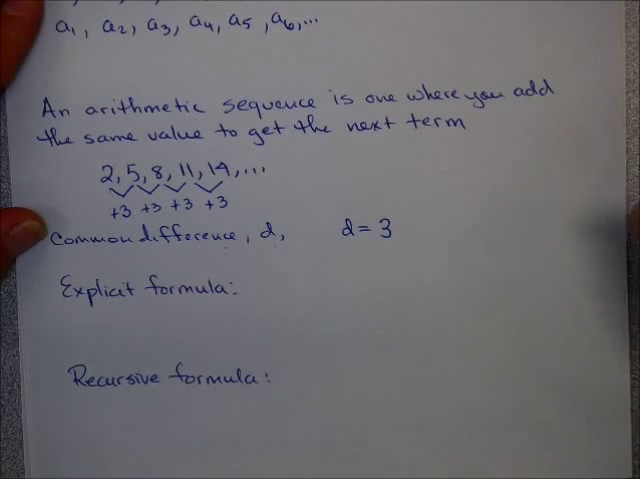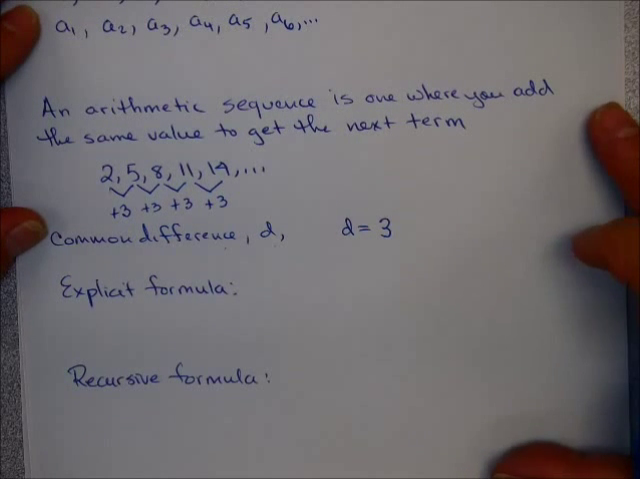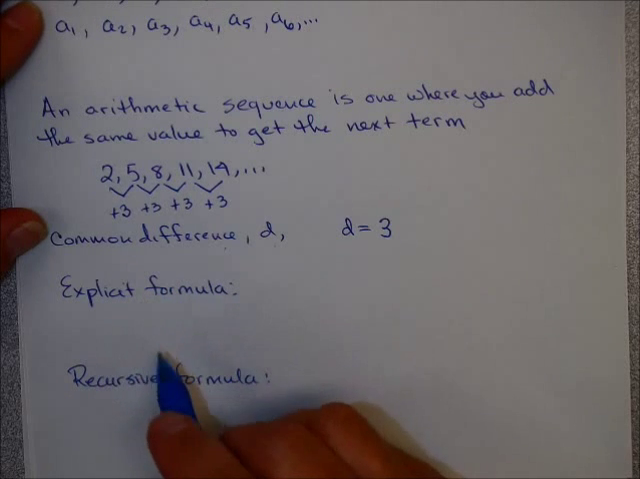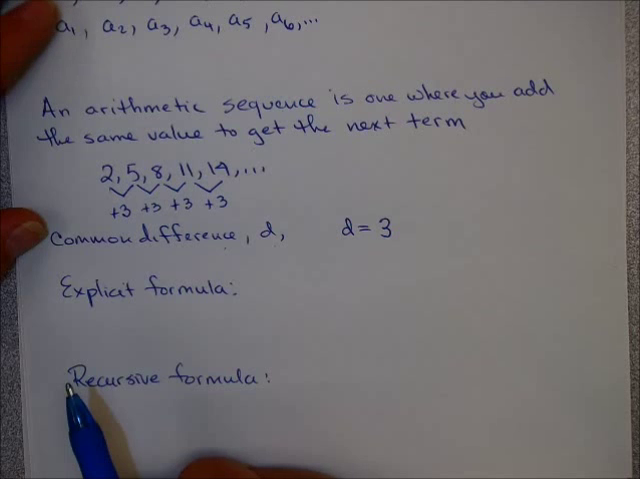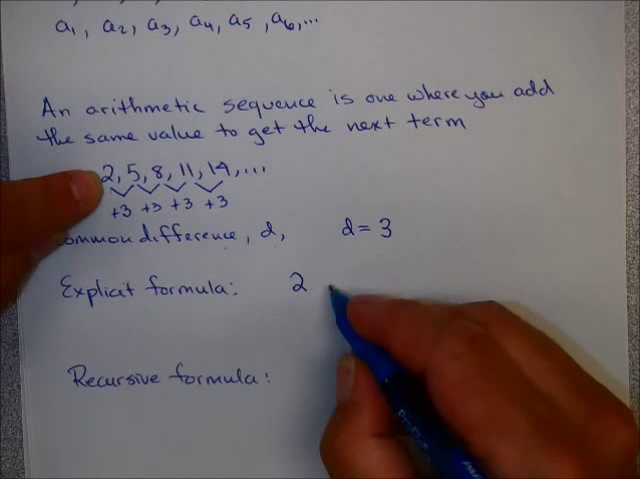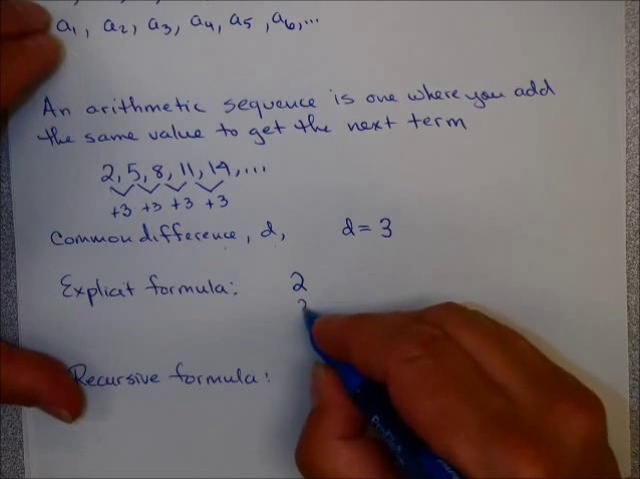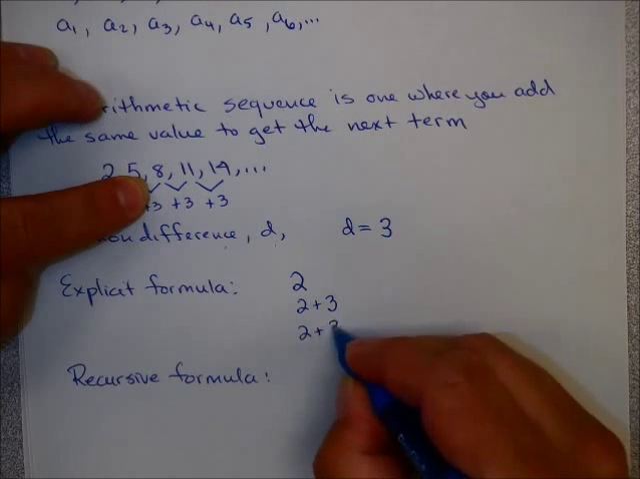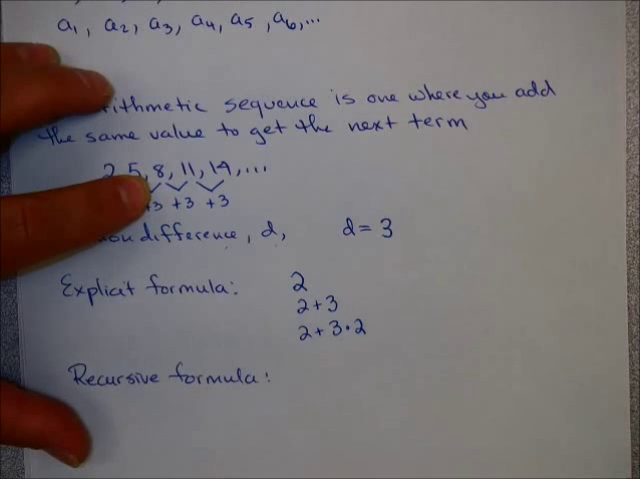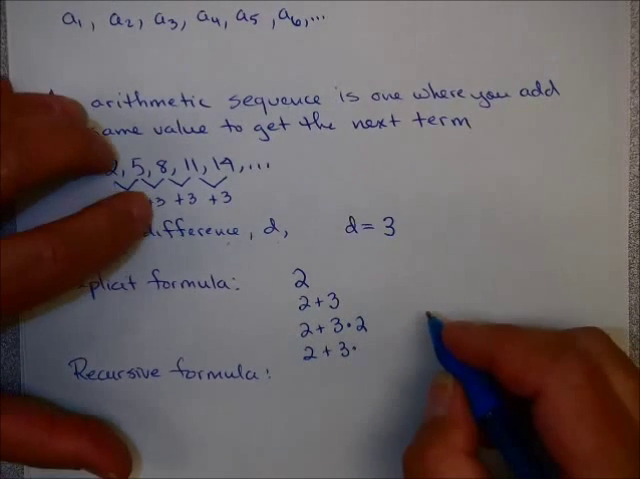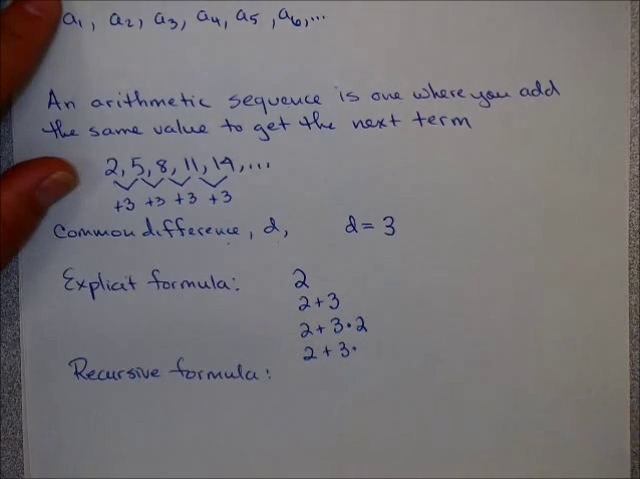Now, one of the questions that we're interested in with the sequence is, can we find a term further on down the road? There are 2 ways to do this. There are explicit formulas and recursive formulas. An explicit formula, let's think about this. The first term, a1, is 2. The second term is 2 plus 3. The third term is 2 plus 3 plus 3, or another way to write that is 2 plus 2 times 3. The fourth term is 2 plus 3 plus 3 plus 3, or another way to say that is 2 plus 3 times 3.